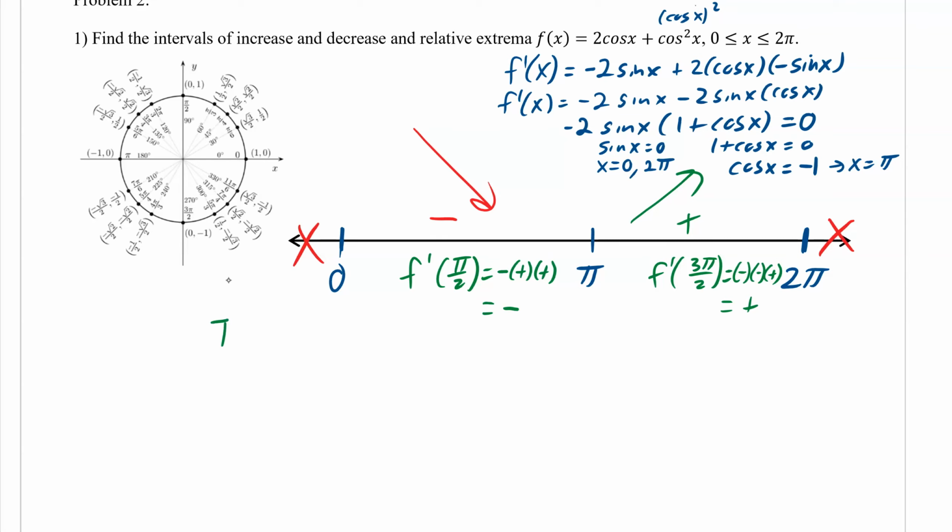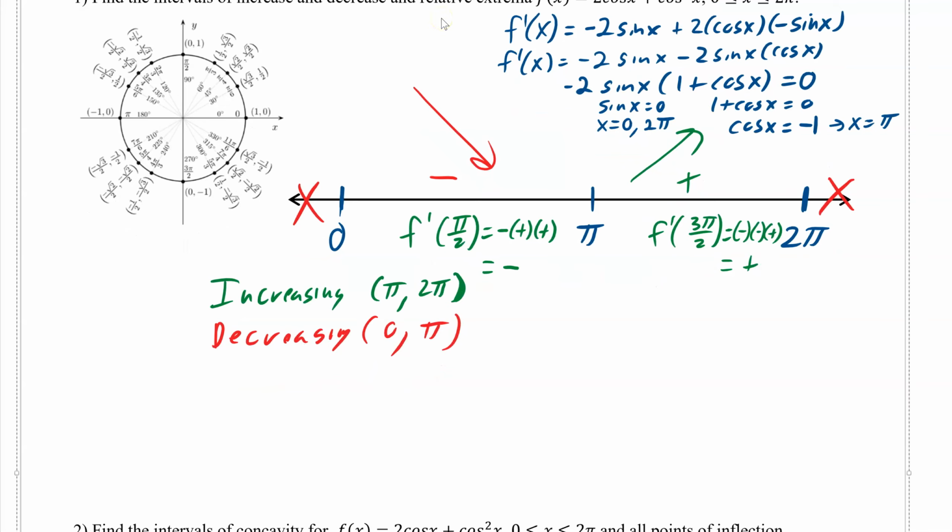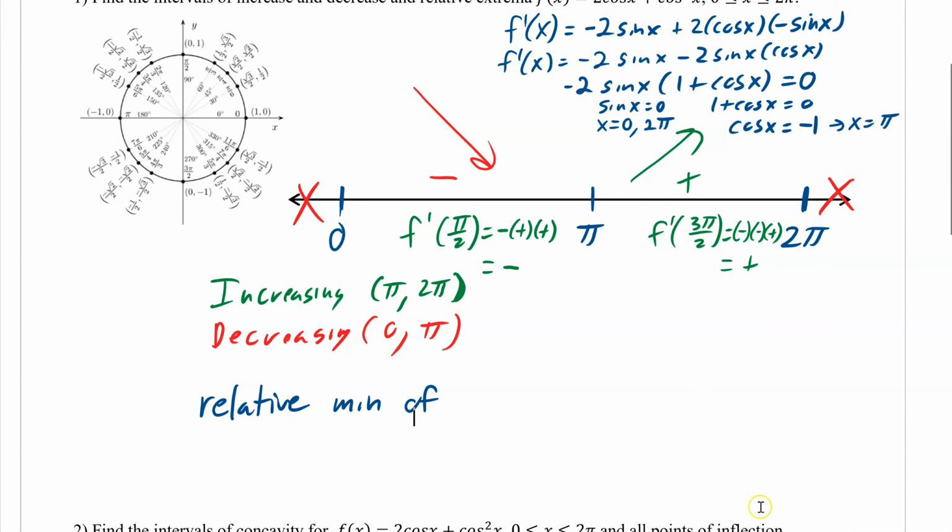So we have our interval of increase. So it's increasing on the interval from pi to 2 pi. And we'll put a parenthesis there because it is a point, a critical number. And then it is decreasing from 0 to pi. And so we would have a relative min at pi. So a relative min of what? Let's plug pi in and see what we get.